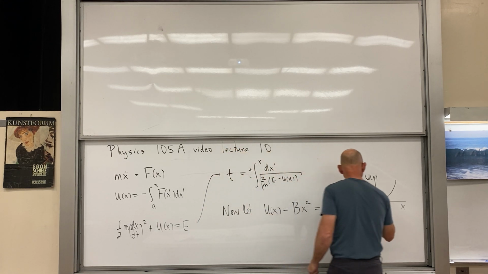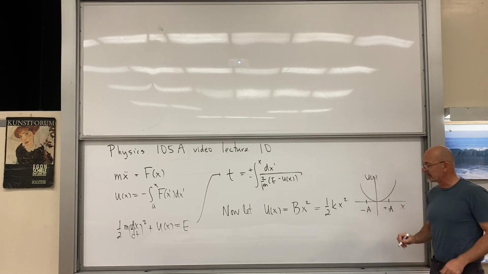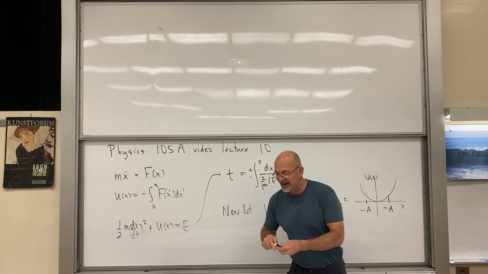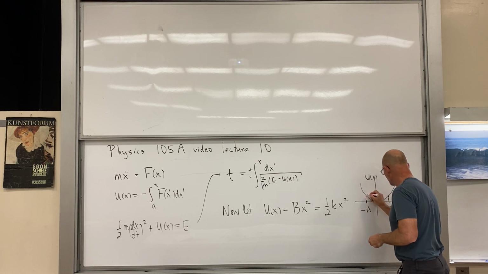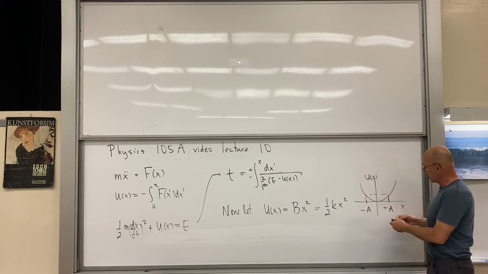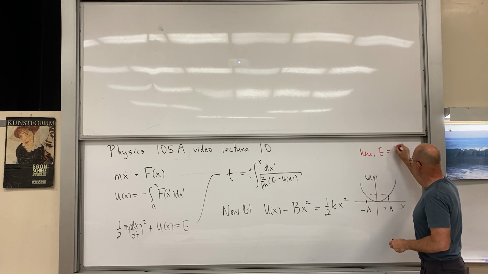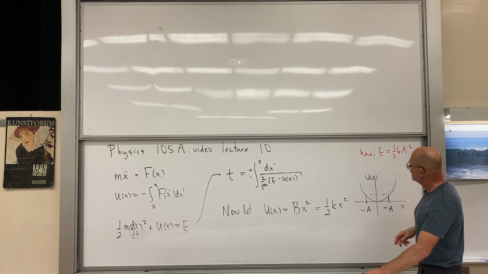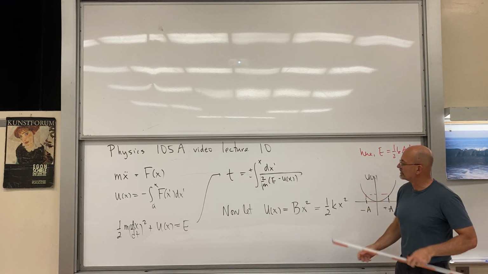And we already learned that if we restrict the motion between minus and plus a, that corresponds to a certain amount of energy. The energy in the case of my drawing here is right there. That would be the energy, and in fact, here E is equal to 1/2 k a squared. We're going to go ahead and take that into this expression and do the integral.